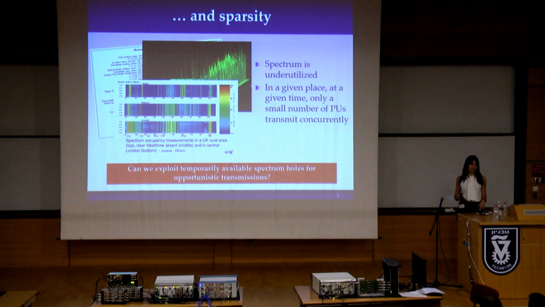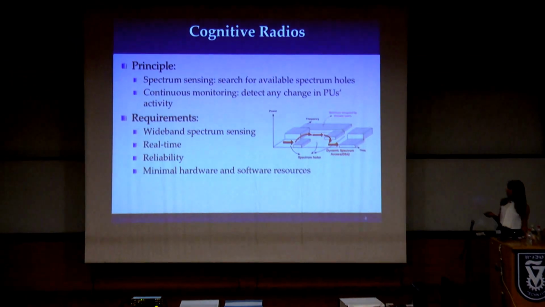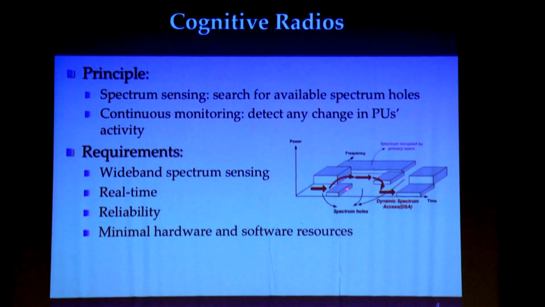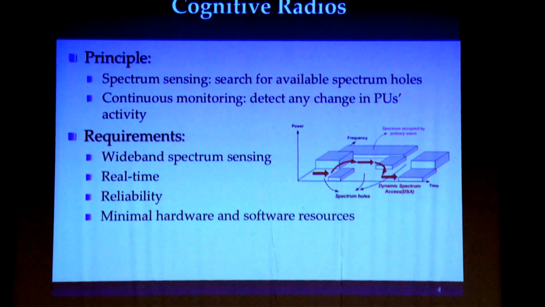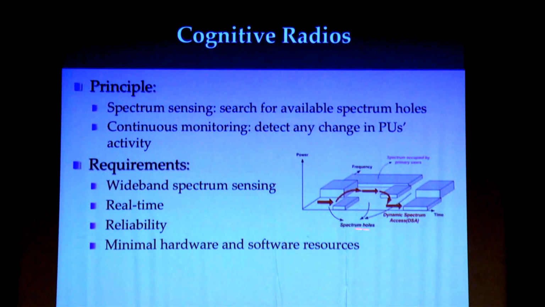in an opportunistic way? This is basically the motivation behind cognitive radio. What we want to do here is to use these spectral holes, these white bands that are not being used. So what we have to do is sense the whole spectrum, and the wider the better, because the wider, the more chances we have to find a white band.